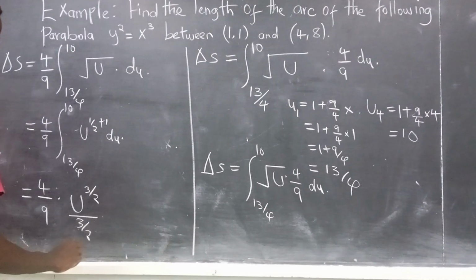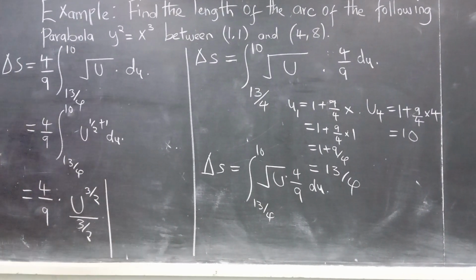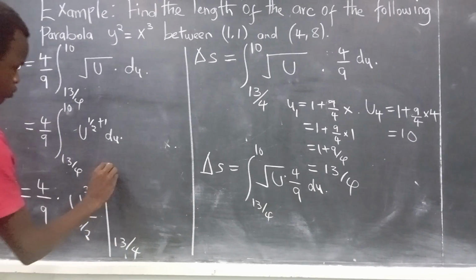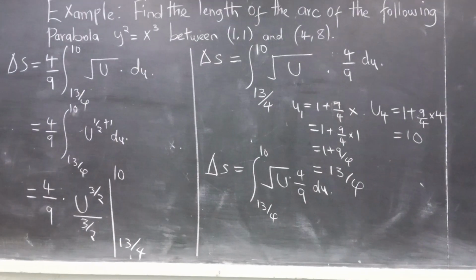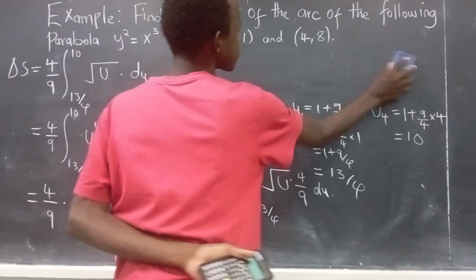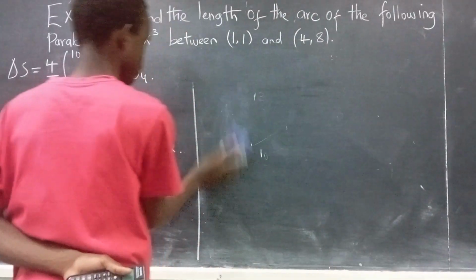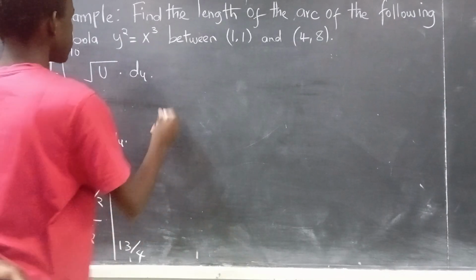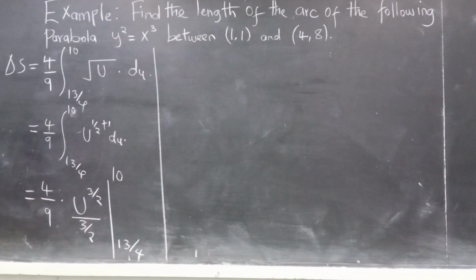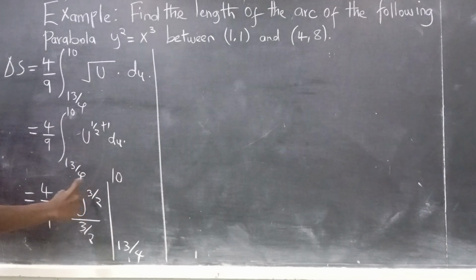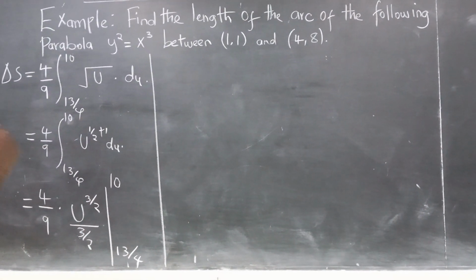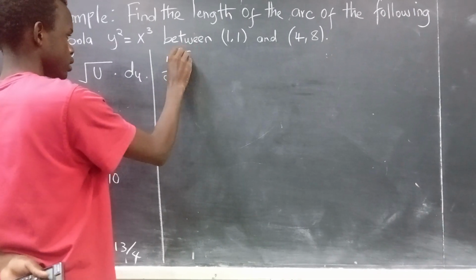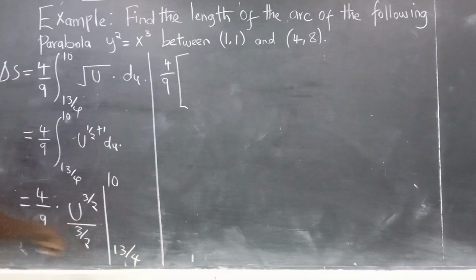But we'll have to place the bounds. Replacing with the bounds, the bound is from 13/4 to 10. So we'll have our answer as 4/9, remember, multiplied by all the integrals. So let's operate this part.